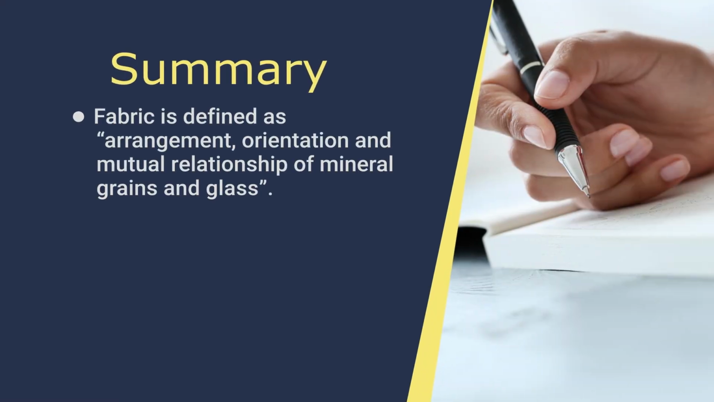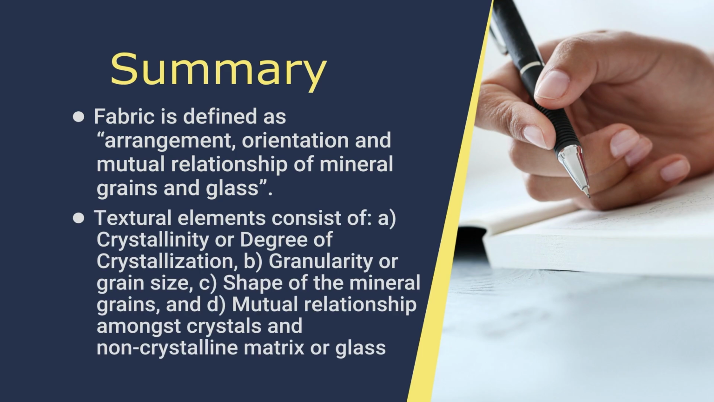Now, we can summarize the entire discussion. Fabric: first I have defined the fabric. Fabric is defined as the arrangement, orientation and mutual relationship of mineral grains and glass. What are the textural elements? Textural elements consist of crystallinity or degree of crystallization, granularity or grain size, shape of the mineral grains, and fourth, mutual relationship among crystals and non-crystalline matrix.